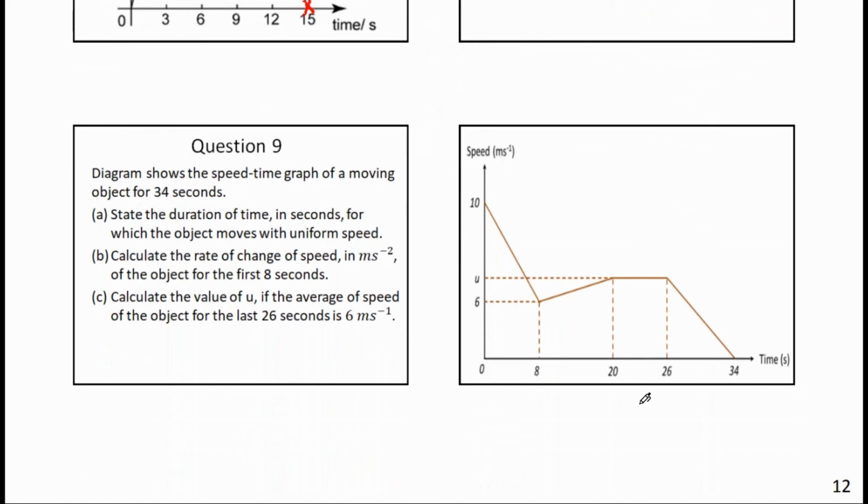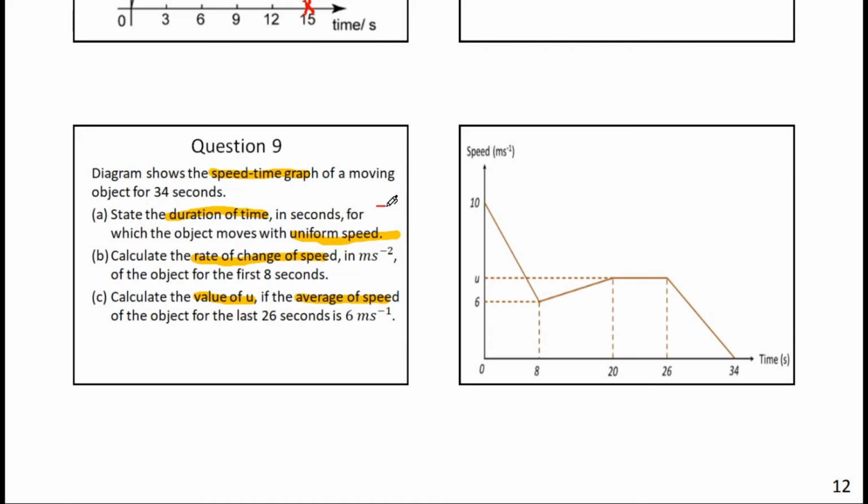Question 9. Diagram shows the speed against time graph. Okay, so again, speed against time graph. A: State the duration of time with uniform speed. B: Calculate the rate of change of speed. C: Calculate the value of u if the average speed is 6 meters per second.